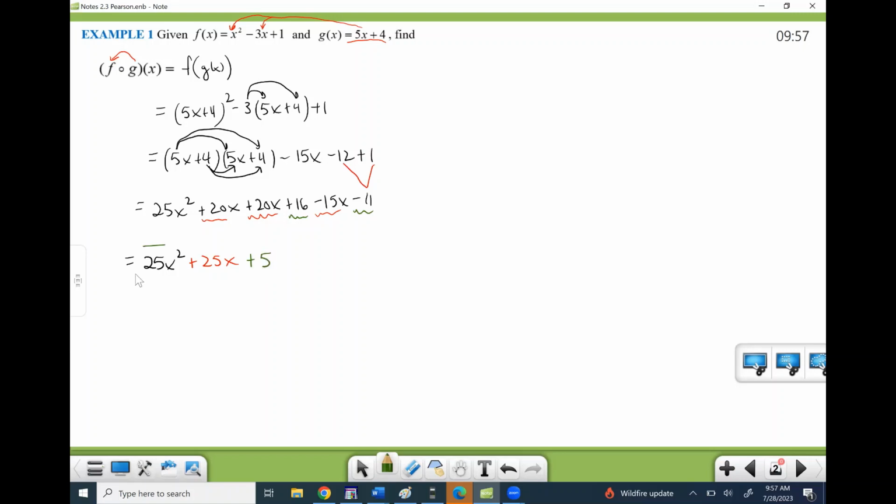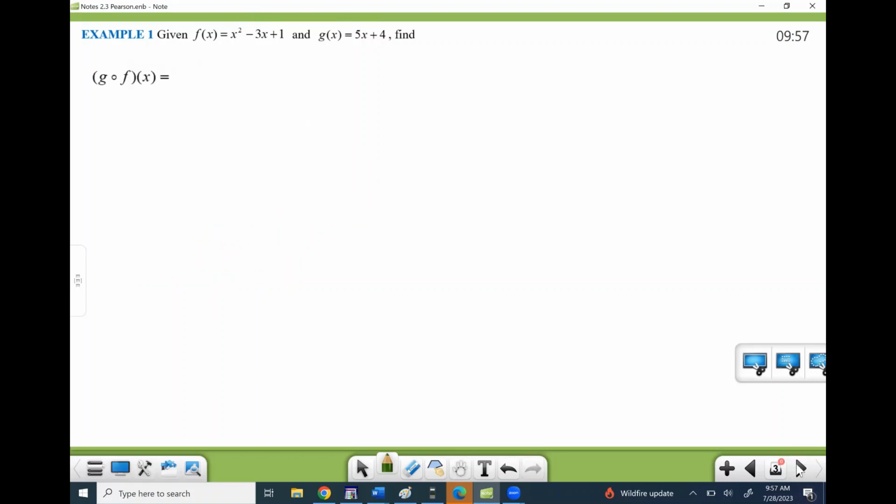And this is it. You don't want to factor it or solve it. Remember we said if there's no equals 0 over here, don't start solving. I see students put an equals 0 there. This is what f composed g of x is.